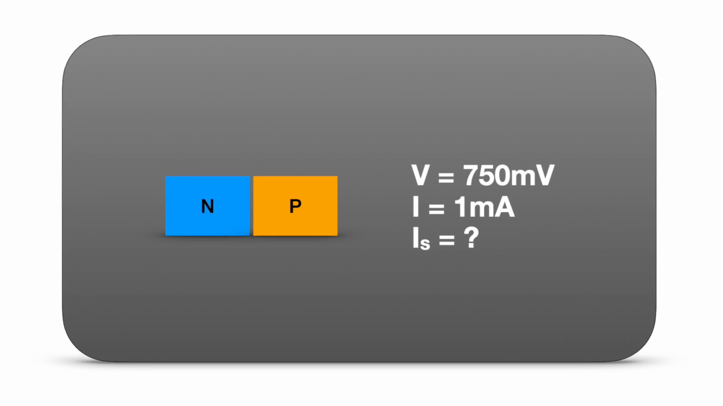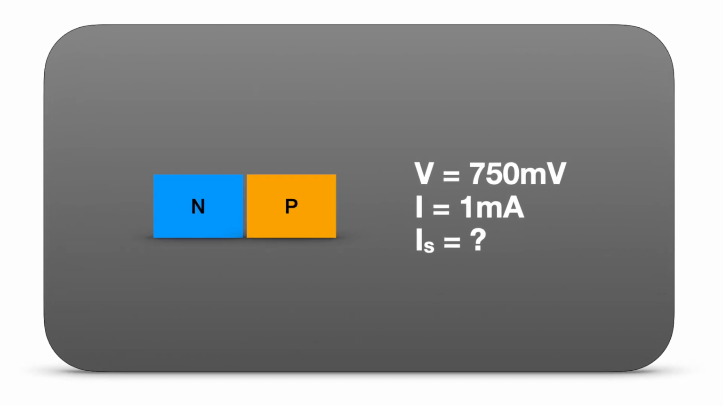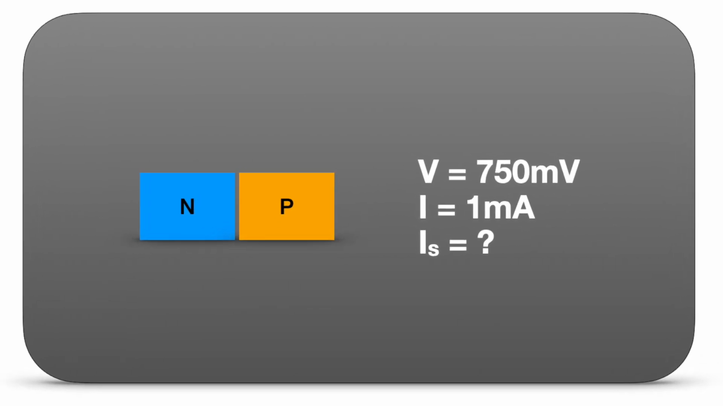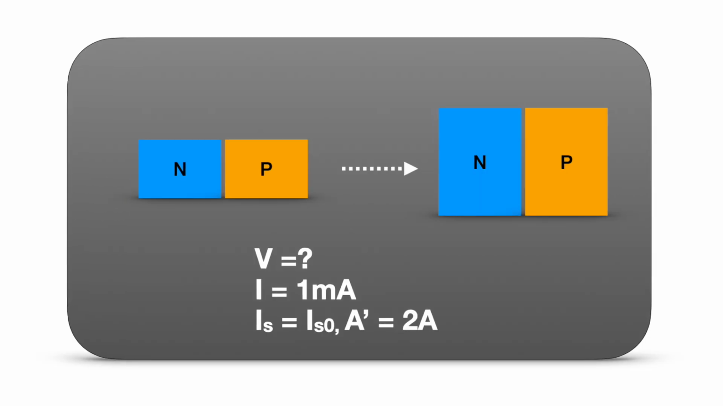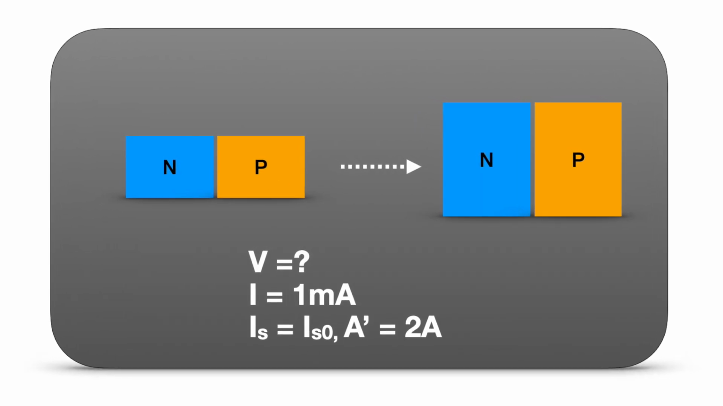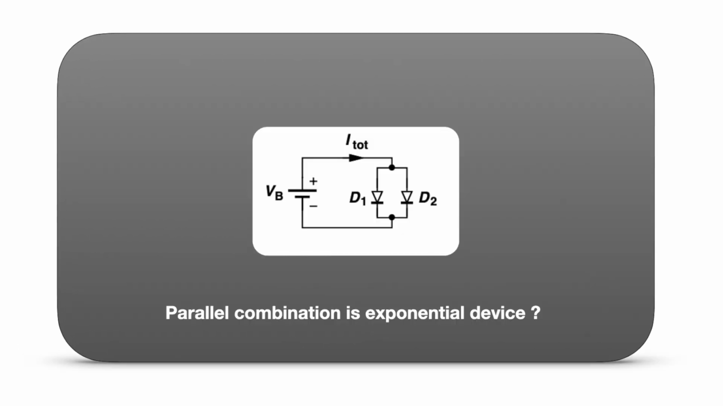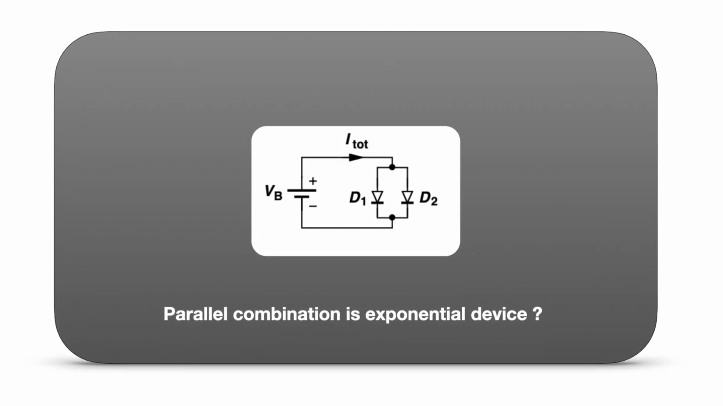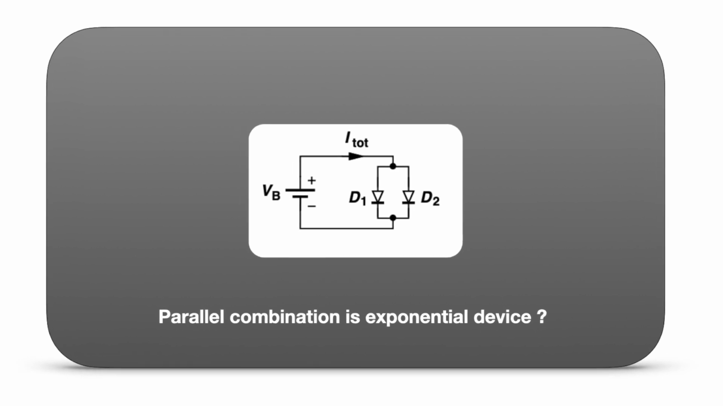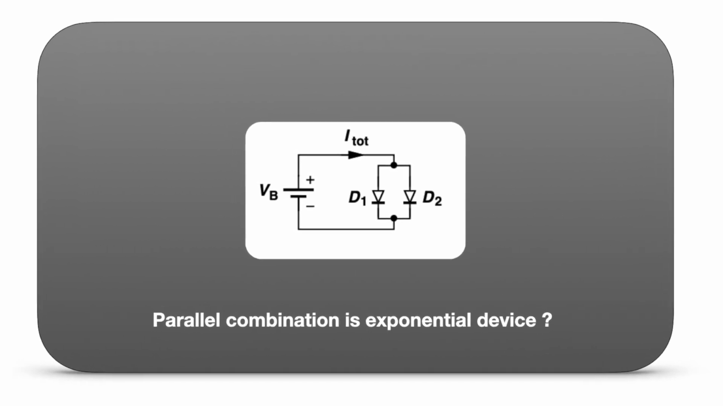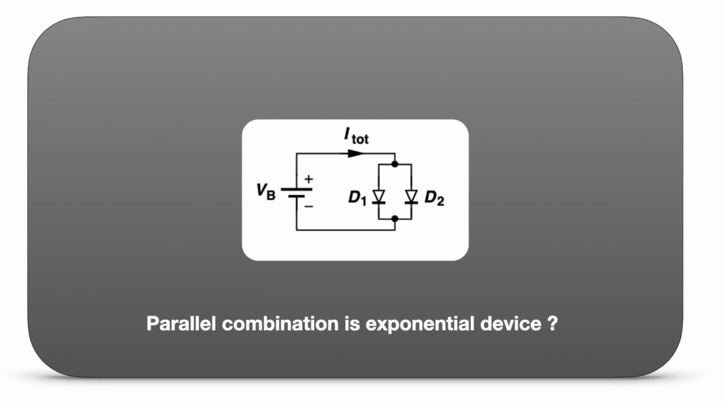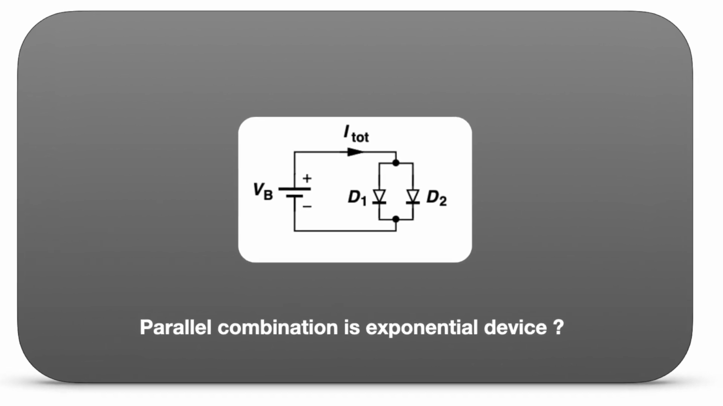In the next 10 minutes, I am going to explain how to calculate saturation current for a PN junction in forward bias if current and voltage is given. Also, if a diode cross-section area is doubled, how to calculate the voltage that yields a current of 1 milliampere. Next, we'll see if a parallel combination of PN junctions are placed, how do we prove that the system acts as an exponential device. Obviously, we'll also calculate the current division.